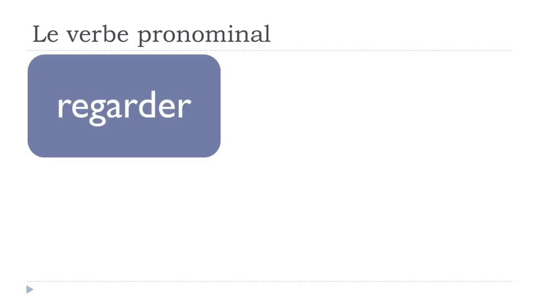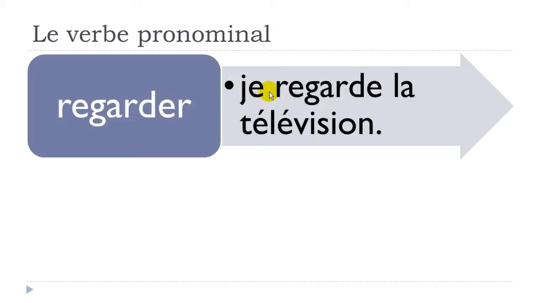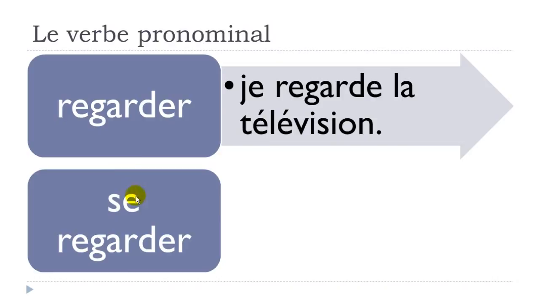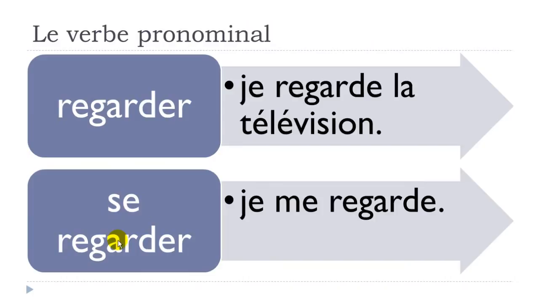So if we take the regarder verb, normally you will construct this sentence: je regarde la télévision. I watch the television. But then, if you use se regarder, to look at oneself, in that case, je me regarde. So you will have to add this me before the verb. Je me regarde. Okay, so let's see how we will conjugate this verb in the present.